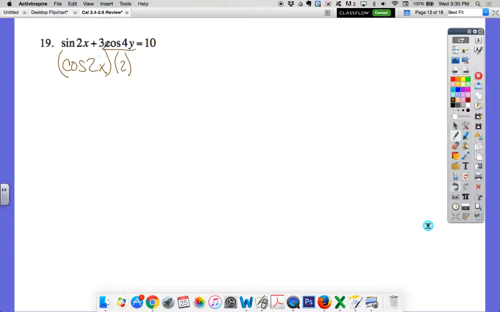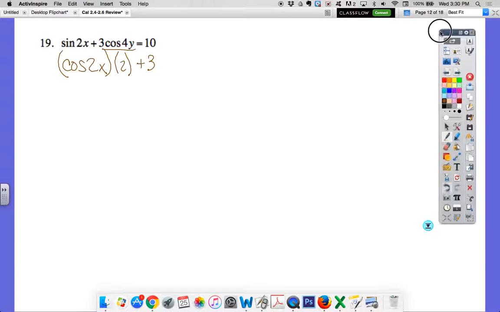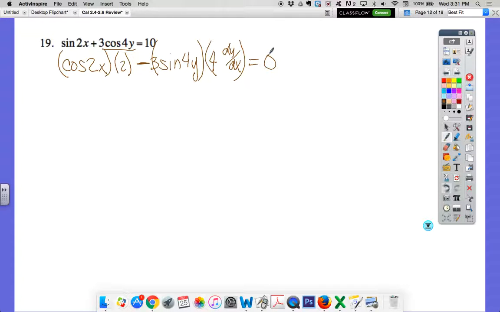Now go to your next term. So your next term, you've got 3. And then the derivative of cosine happens to be negative sine. Well, we need to take care of that negative. So we need to put a negative there. Sine, same angle, and then I have to do the derivative of the angle. Well, okay, derivative of the angle happens to be 4, but since it was a y, I've got to do dy over dx. Okay, and then equals 0 because the derivative of a constant is 0.